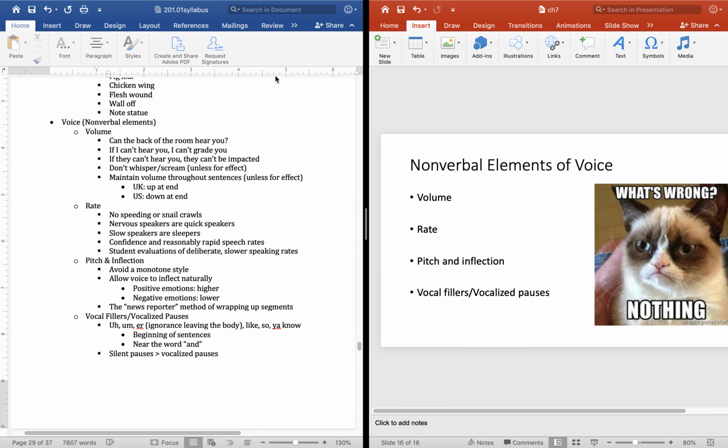So try that instead of getting louder. People that get louder are usually just loud. People that are quiet, they're kind of scary. Maintain your volume throughout your sentences.